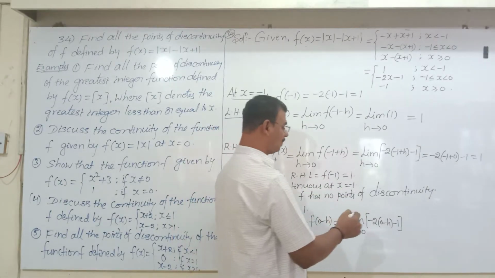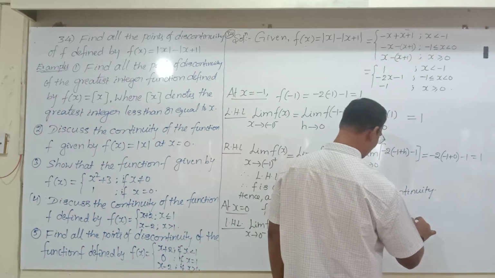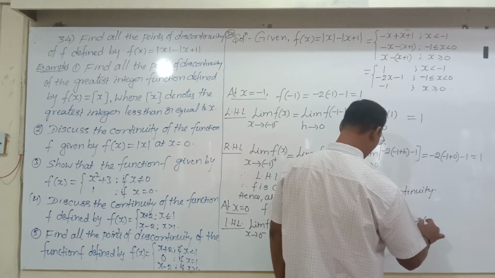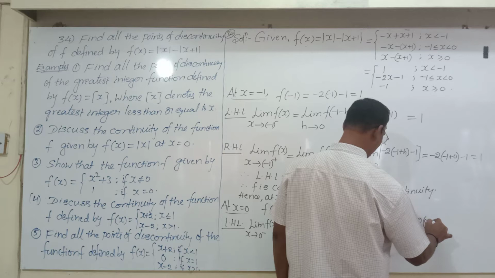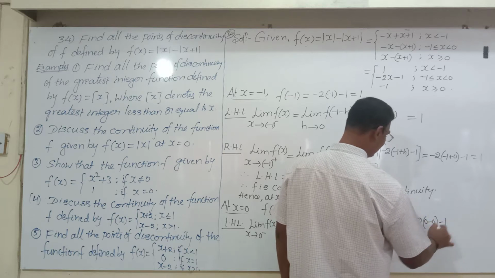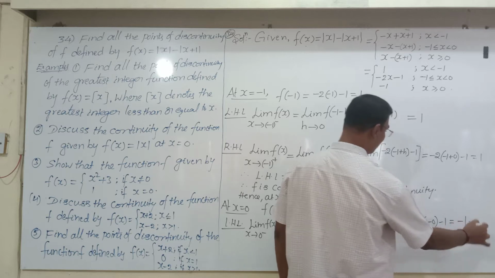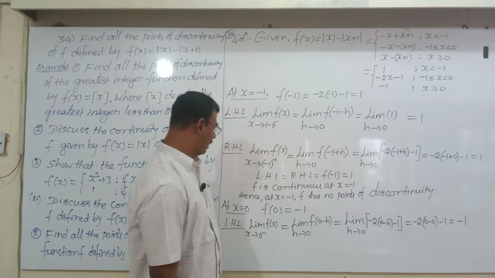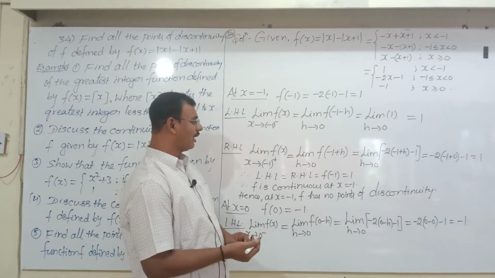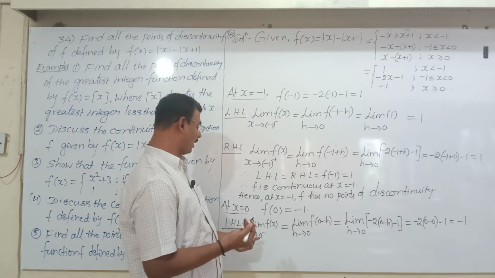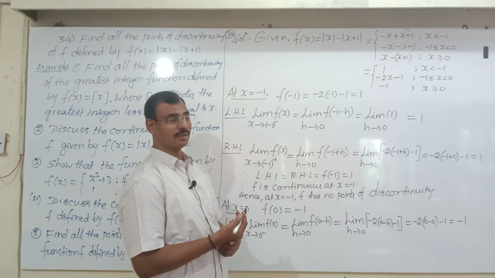Now we have to substitute the limits. This is equal to minus 2 bracket 0 minus 0 minus 1. This whole value is 0 minus 1, that is minus 1. When x is less than 0, left hand limit is equal to -1.